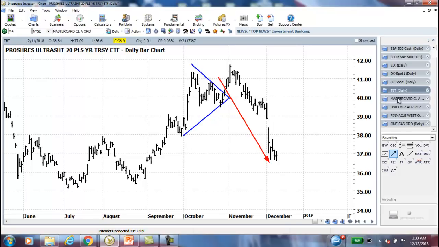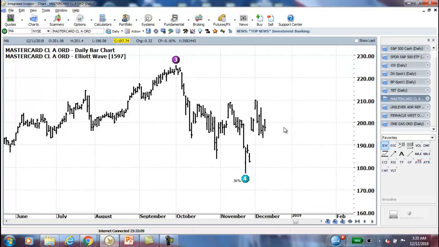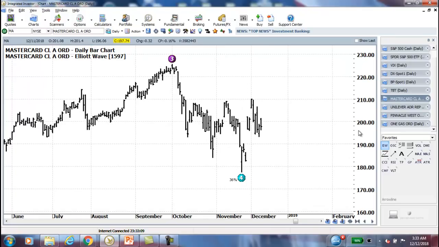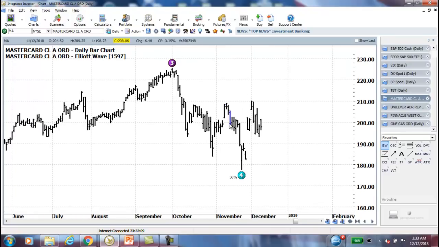Looking at our other case studies that we've mentioned, MasterCard, interesting thing here. It's gotten back up into this consolidation where the wave 4 was before. We showed last week this big move to the upside here.